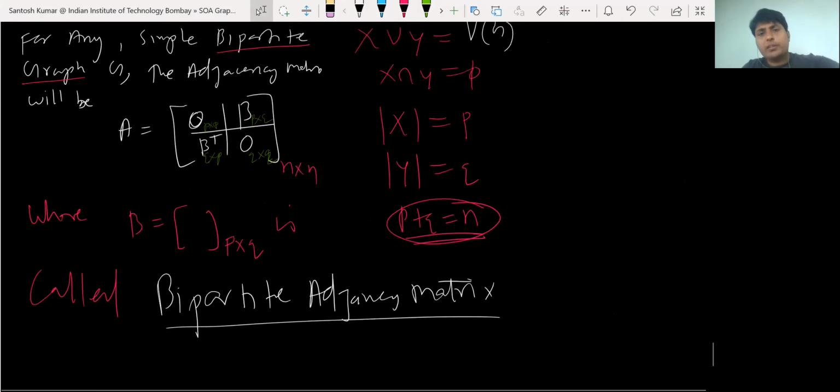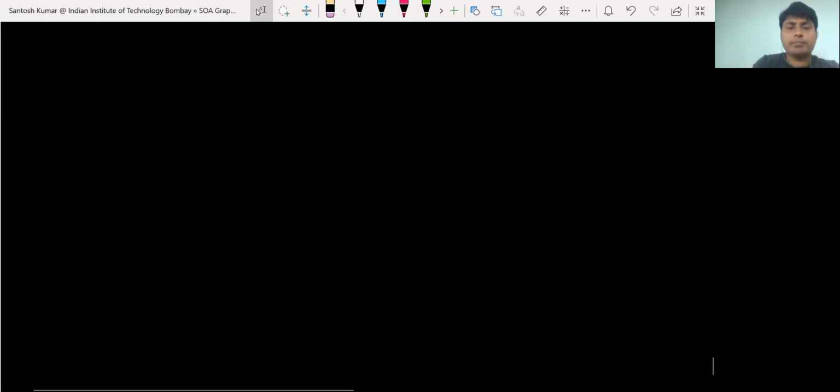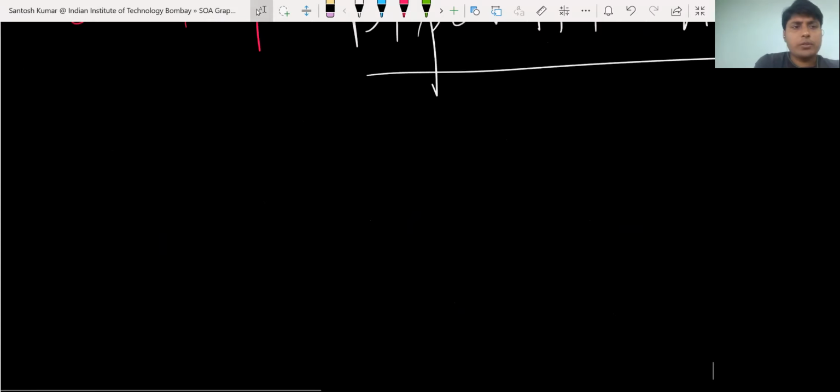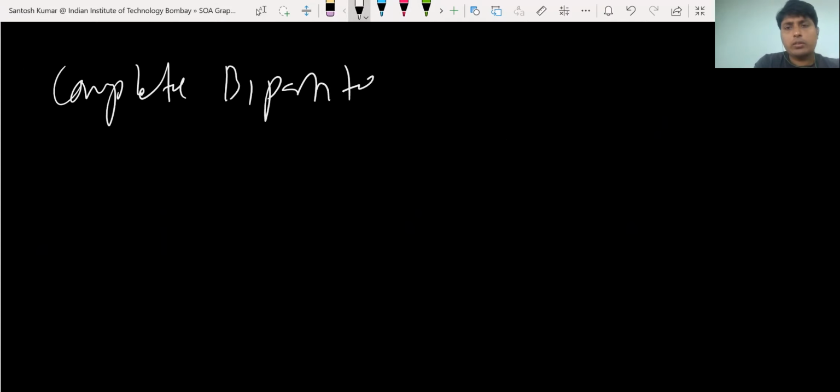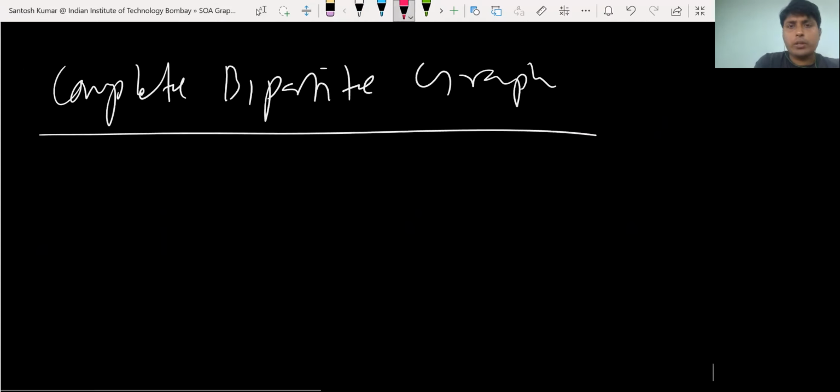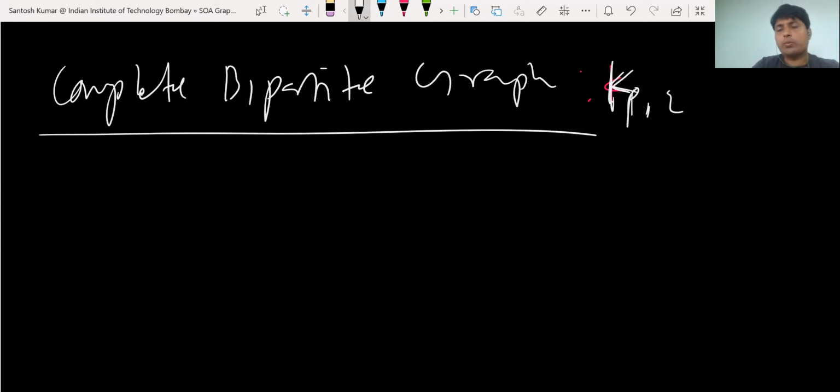So let's consider a complete bipartite graph. You already know the notation is K M comma N, or like I introduced last time, K P comma Q. So it means it's a complete bipartite graph.